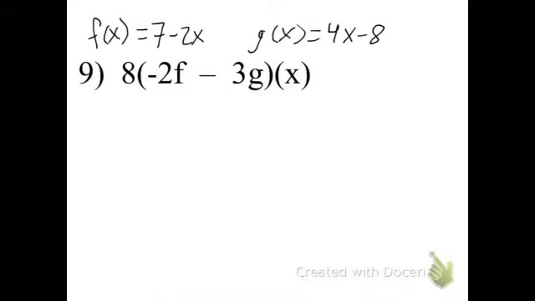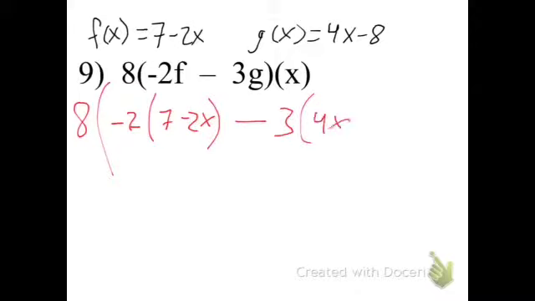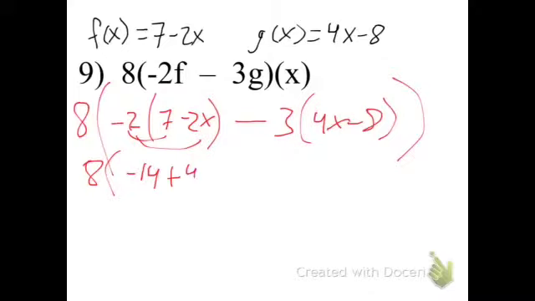Moving on to 9. Oh man, we got all sorts of funky stuff going on. 8's going to be on the outside. This one's not even evaluated at a number, so make sure we just keep it as x's. We got to do -2 times 7 minus 2x minus 3 times 4x minus 8. So distribute your numbers through. We're gonna have -14 plus 4x, and then make sure you distribute here as well. We're gonna have -12x and positive 24.